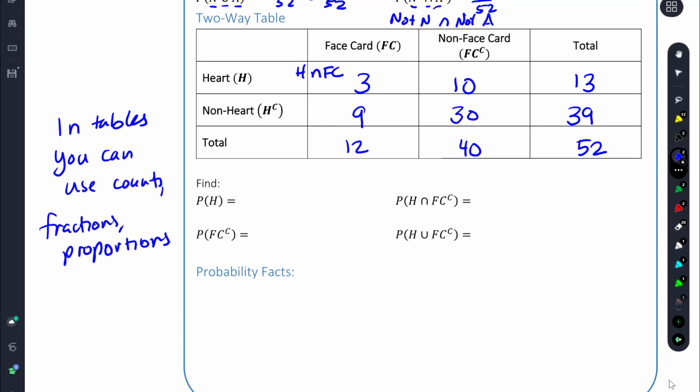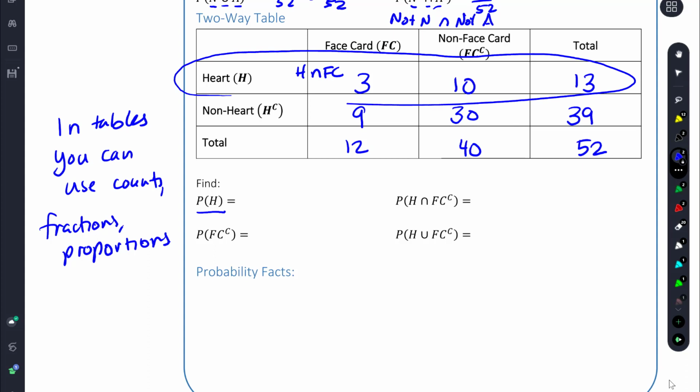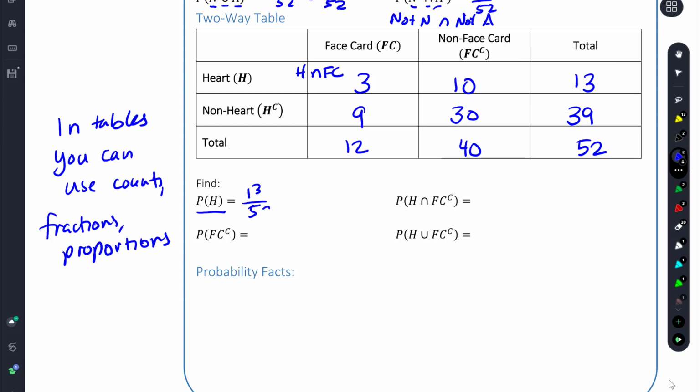And with that, we can ultimately find the remaining probabilities that we want to see. So the probability that something is a heart, well, that looks like all the things that represent being a heart. There are 13 in total that are hearts, and that's 13 out of 52.